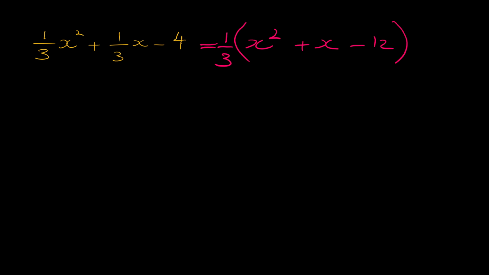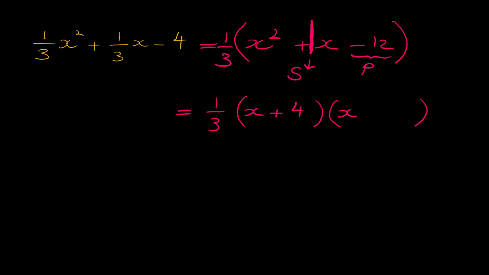Now we can factor this trinomial in the bracket, x in each bracket. We look for two numbers whose product is negative 12 and whose sum is 1. Attention, the coefficient of x here is 1. So we want two numbers whose product is negative 12 and whose sum is 1. What are those numbers? 4 and negative 3. 4 times negative 3 is negative 12. 4 plus negative 3 is 1. And this is the factored form of this expression.